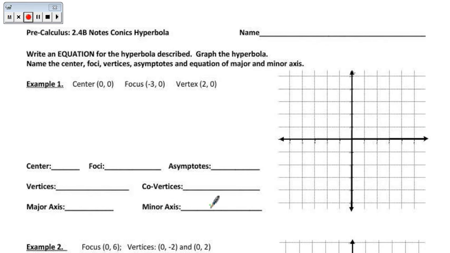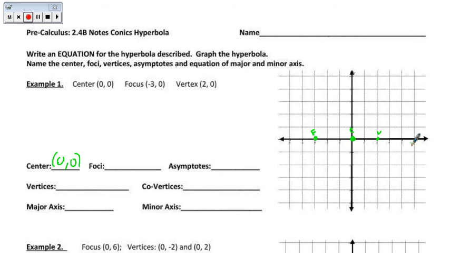All right, so example 1 is telling us that we have a center at (0, 0). We have a focus at (-3, 0). And you may want to label these just so you're sure about which points you're putting on there. And we also have a vertex at (2, 0). All right, so we know the center is (0, 0), so we have no minus h, minus k.